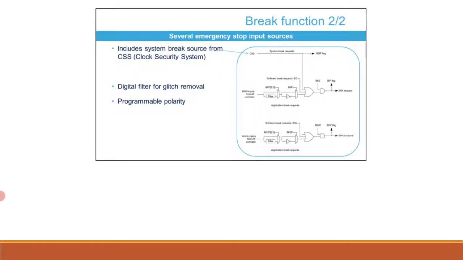Multiple brake sources can be combined to trigger a brake event. A system level source can be selected: the CSS, clock security system, indicating an external clock failure. Brake inputs can be selected with the alternate function controller on the MCU pinout. External sources can be conditioned before entering the brake detection unit. This allows selection of the proper polarity and discarding of spurious glitches by means of a digital filter.